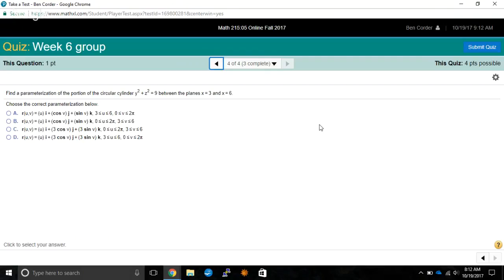So it could be B or C, but wouldn't it be C, because there's the 3 involved? I think so. Because you've got the radius. Yes, 3 is the radius. V would be the angle.